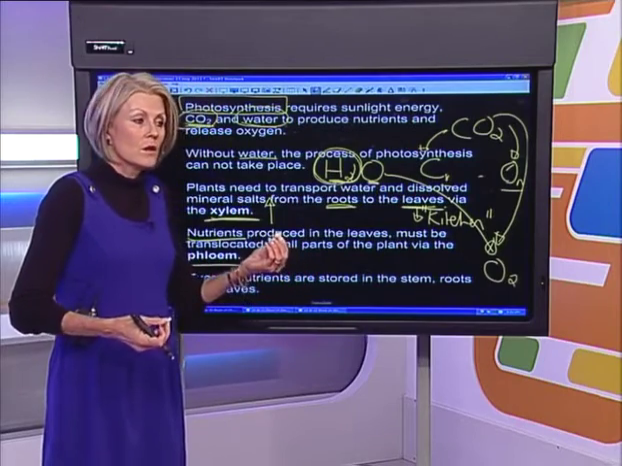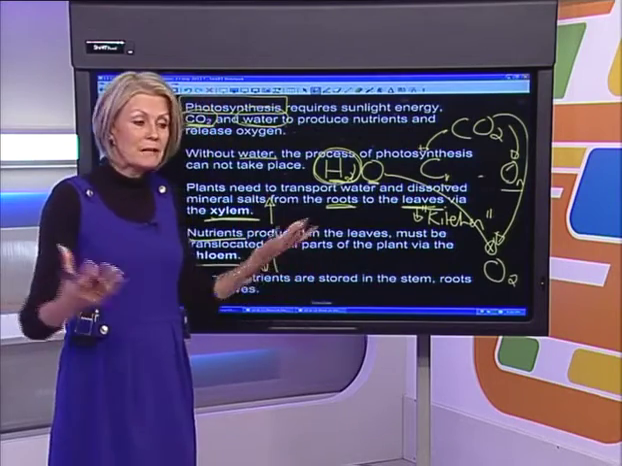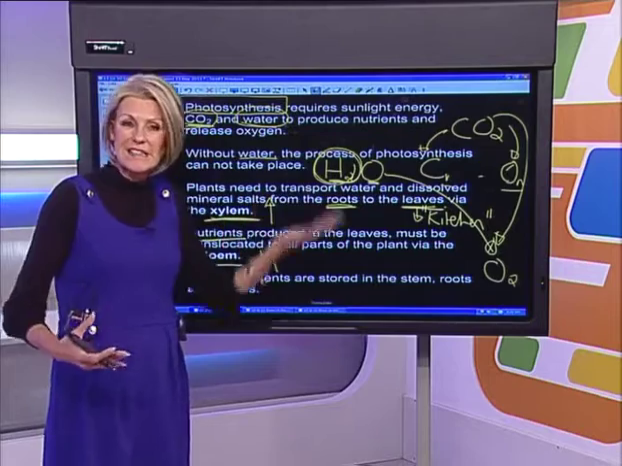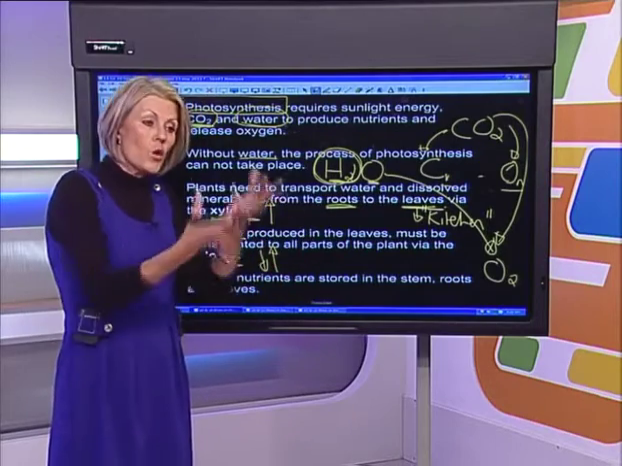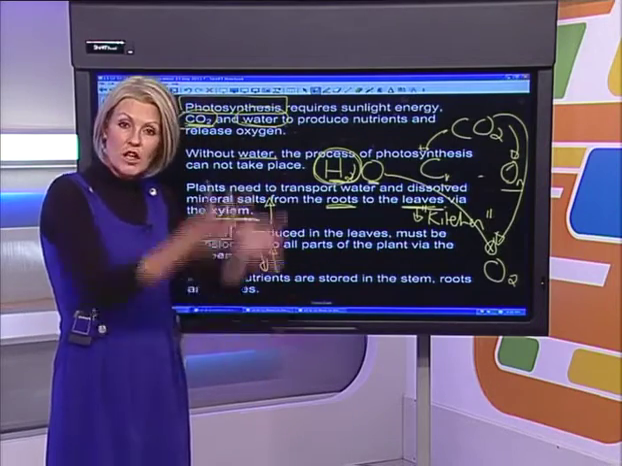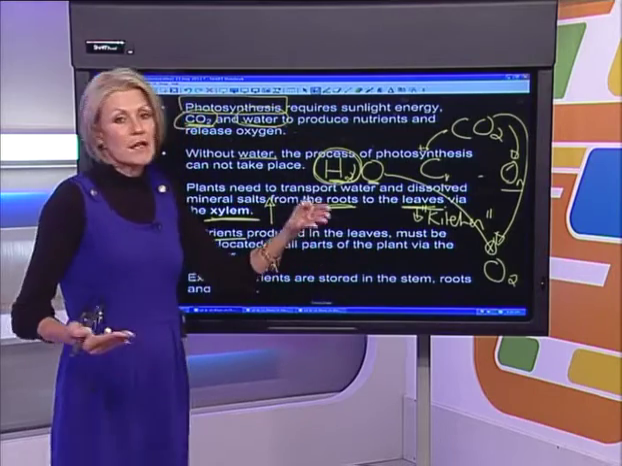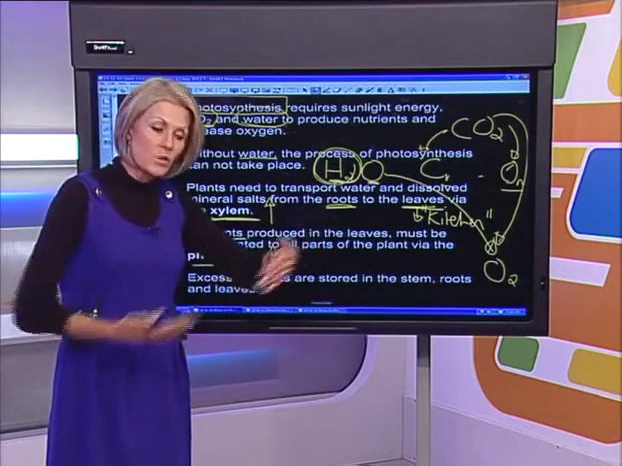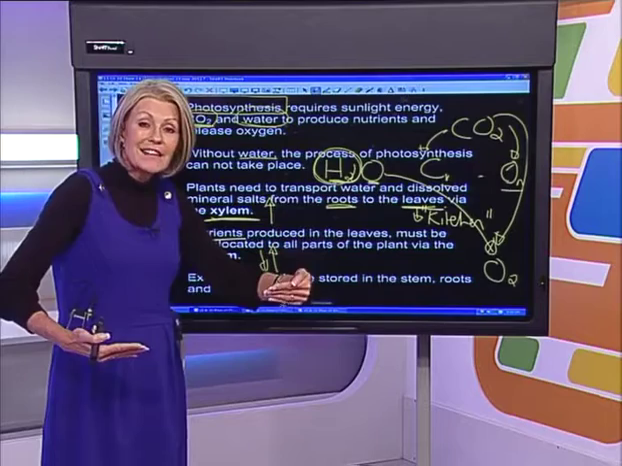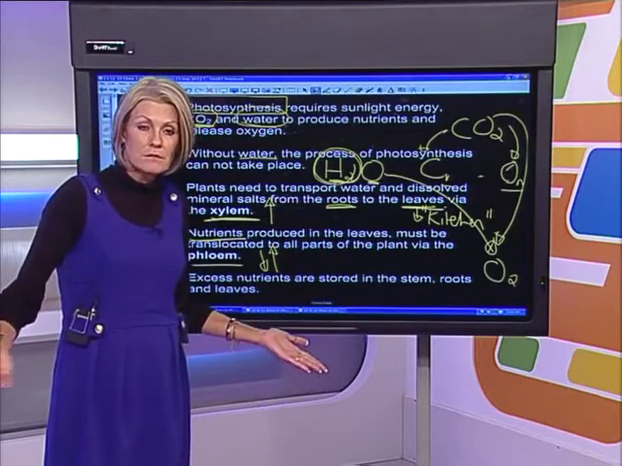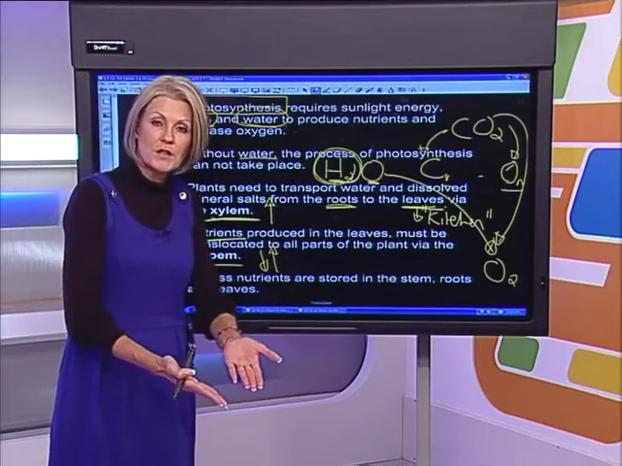Okay, so when we eat leafy plants like lettuce, spinach, whatever, we're eating the nutrients before they've been transported up and down. When we eat bits of stem like in celery, guess what? We're getting the nutrients which are stored there. And the roots, if we eat a carrot, guess what? That's where the nutrients are.